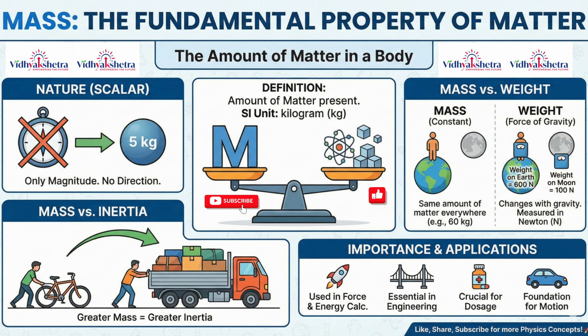Methods of measuring mass. Mass is measured using a beam balance, digital balance, spring balance, or indirectly through weight. Unlike weight, mass does not depend on gravity, so a balance gives accurate mass everywhere.